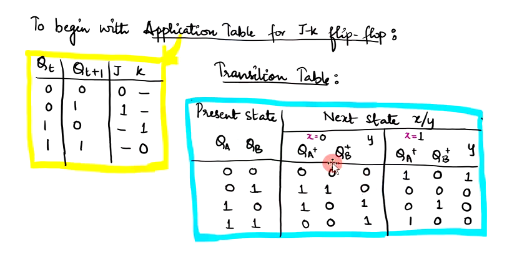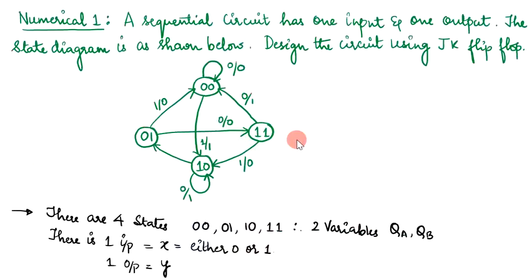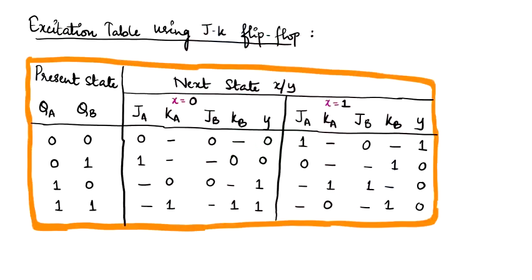This way you will be able to fill all the parameters or the contents of this next state corresponding to X equal to 0 and X equal to 1. In the state diagram, the left hand side will always correspond to X and the right hand side will correspond to Y. So X is equal to 1 means it is this, Y is equal to 0 means it is on the right, whereas here X is 0, Y is equal to 1.